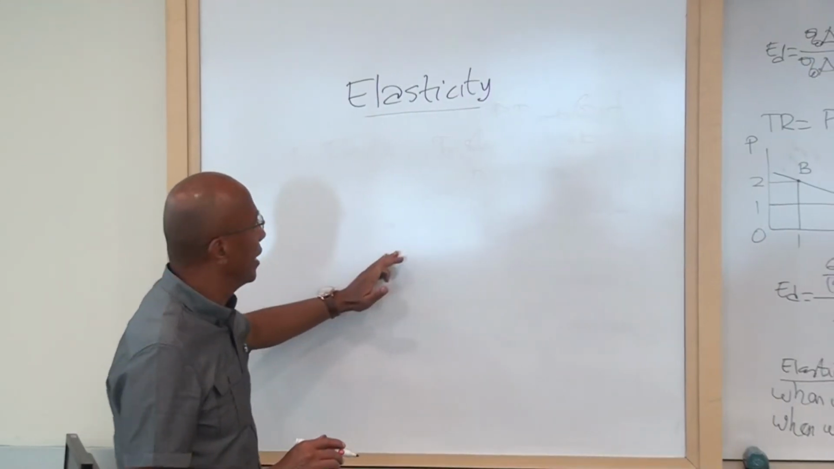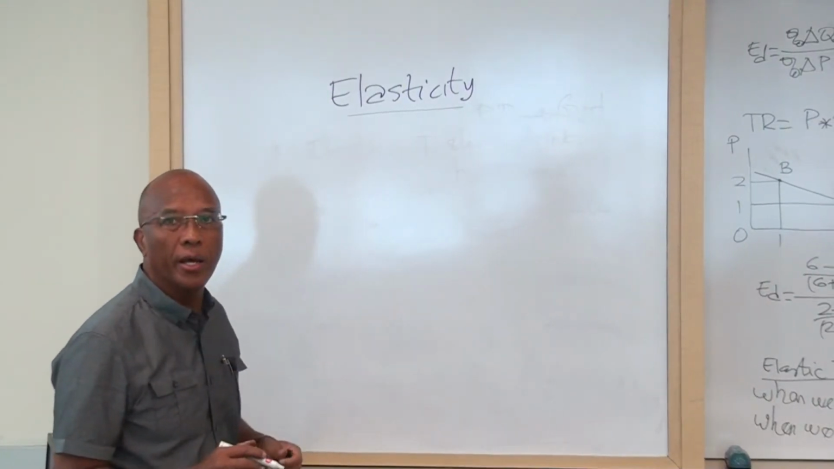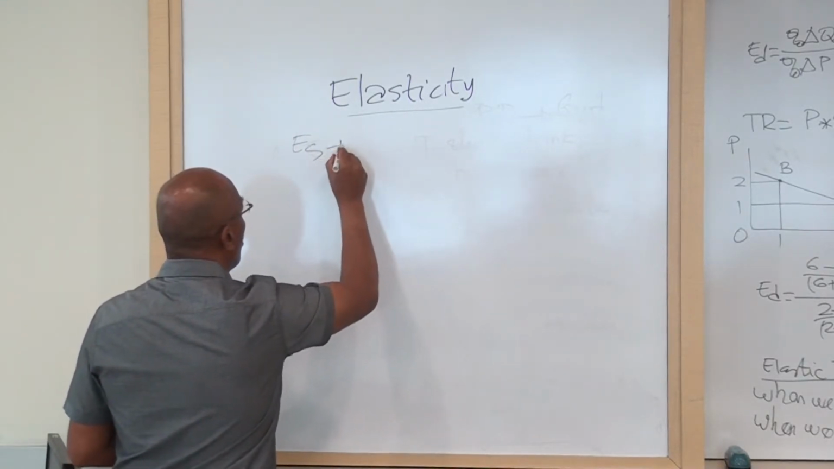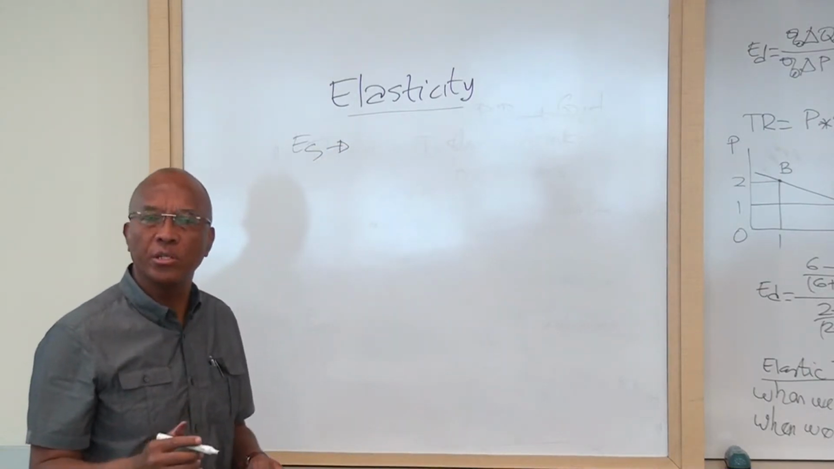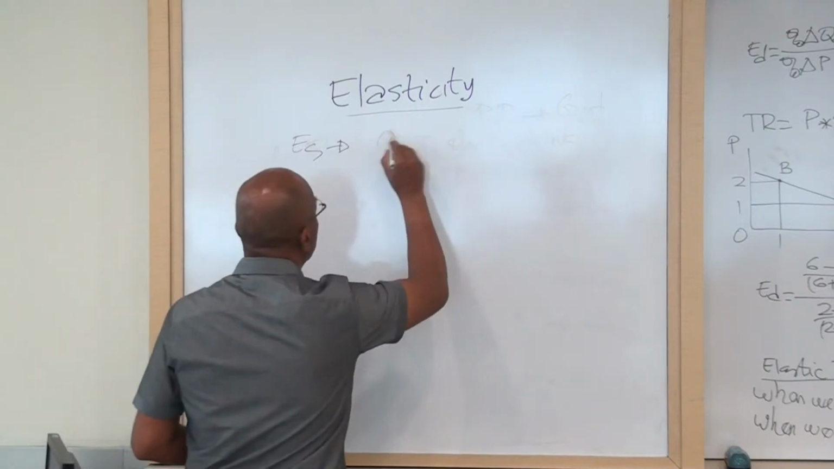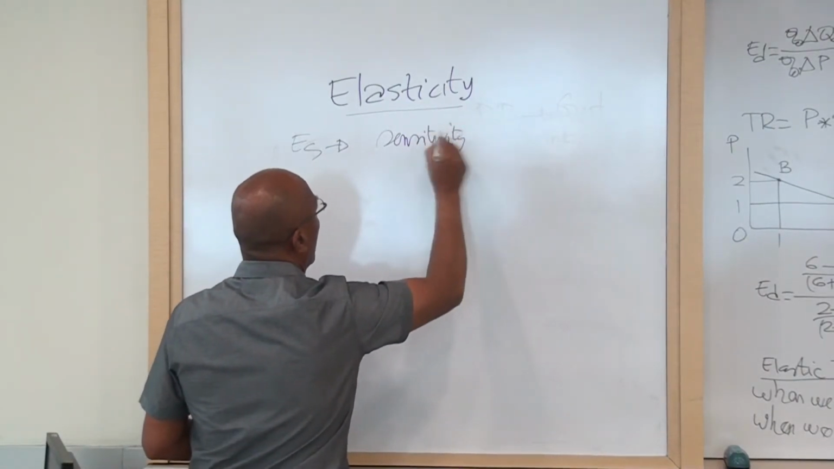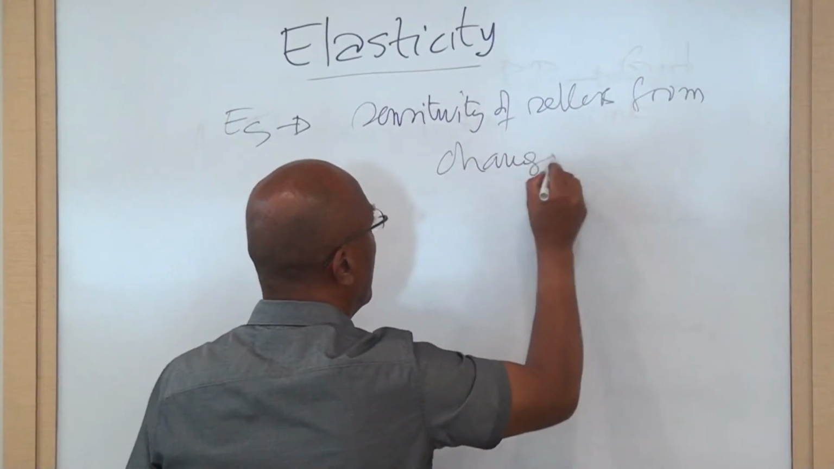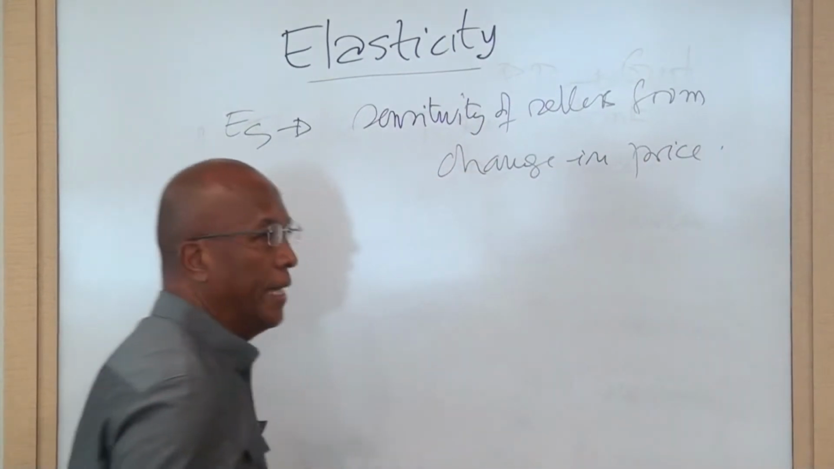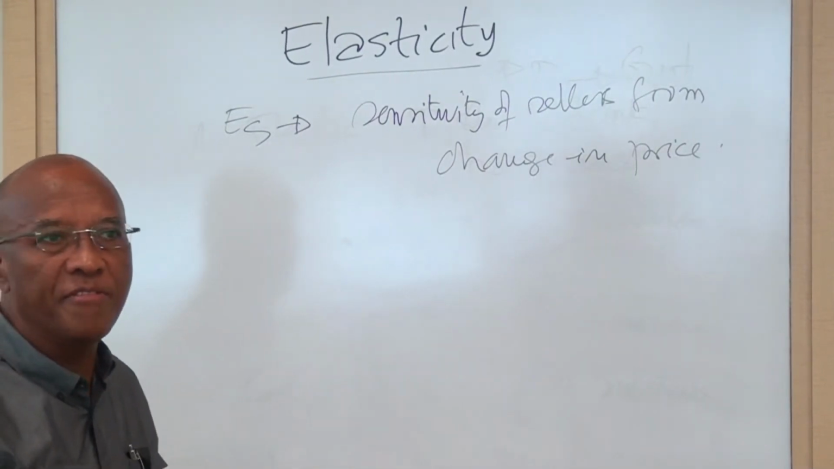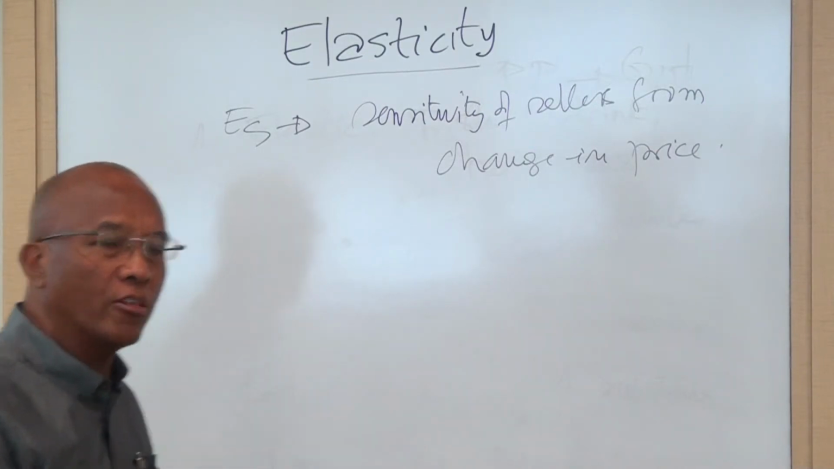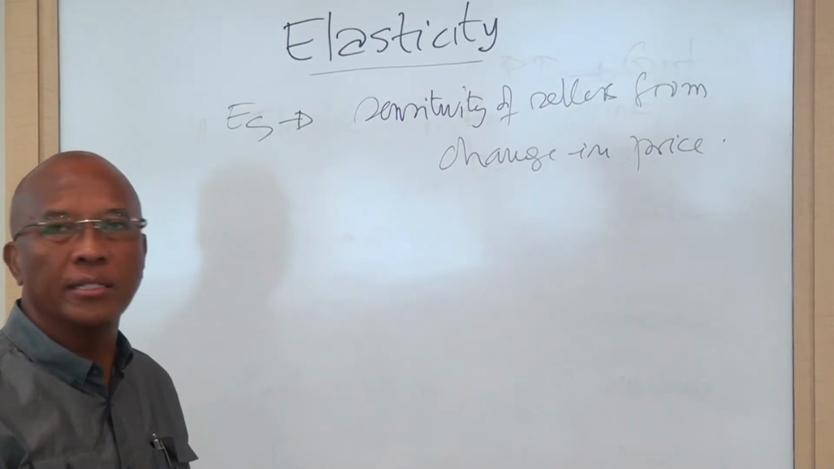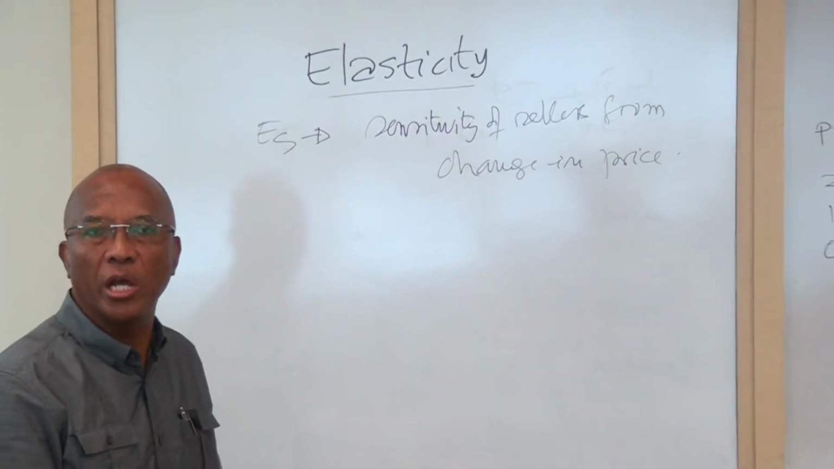In the last phase of this topic, I would like to explain the elasticity of supply. Elasticity of supply shows us the sensitivity of sellers to a change in price. Definitely, there will be some sellers that are very sensitive to a change in price, some sellers that are not really sensitive to a change in price, and some sellers that are equally sensitive to a change in price.